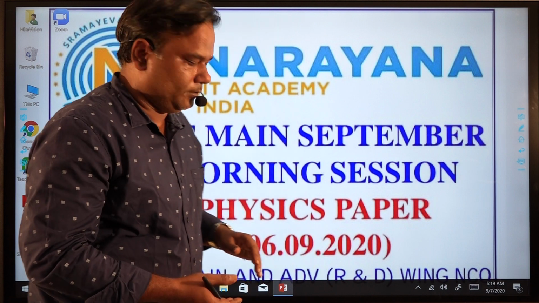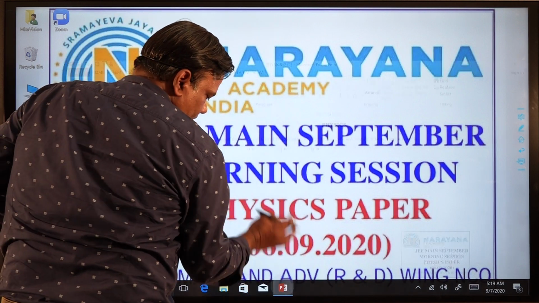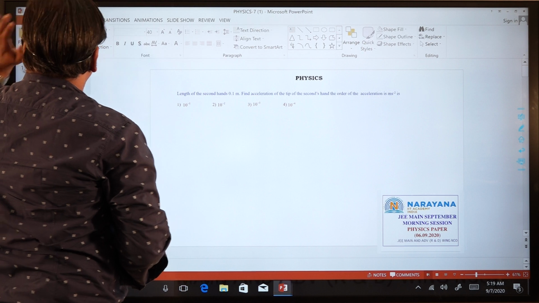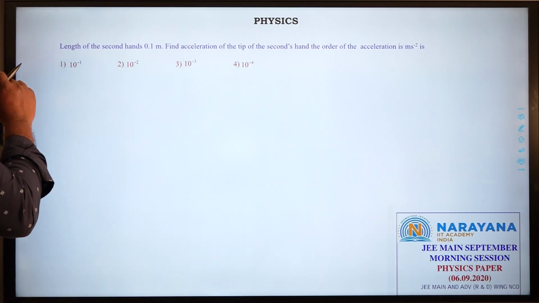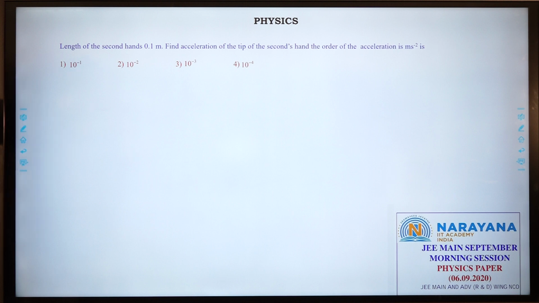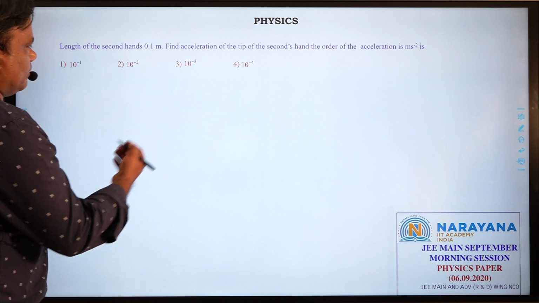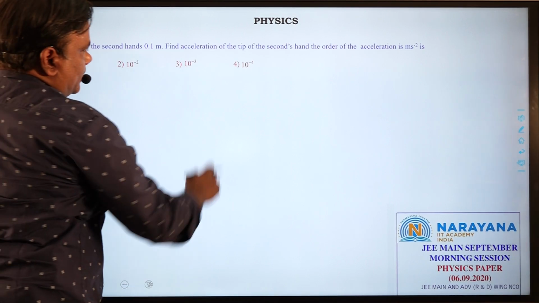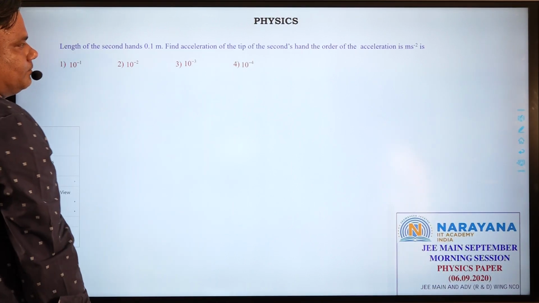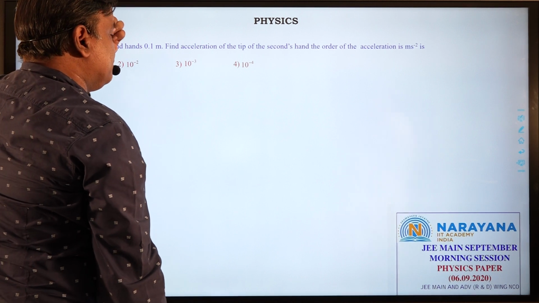So let us go to the physics questions. The first question I am going to discuss is a question on the circular motion concept. The length of the second hand is 0.1 meter. So this is basically a clock whose second hand length is 0.1 meter. Find the acceleration of the tip of the second hand and the order of the acceleration in meter per second square.